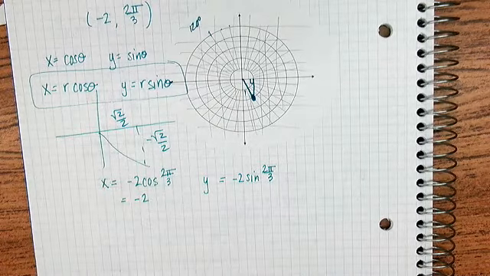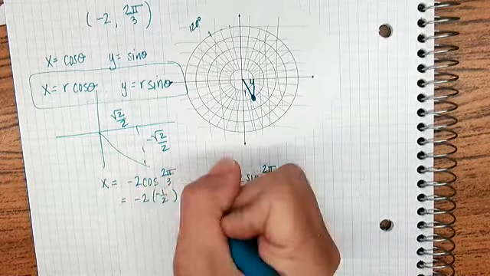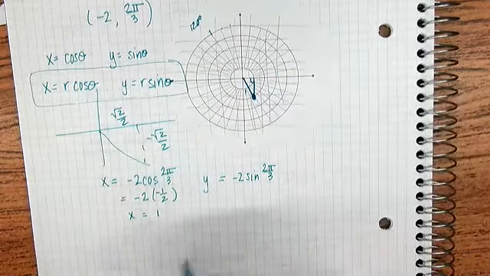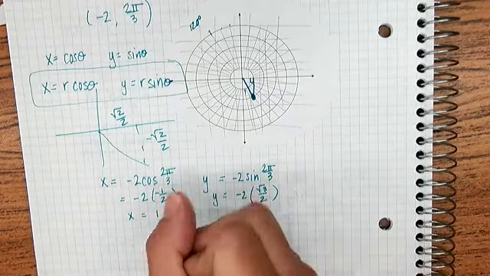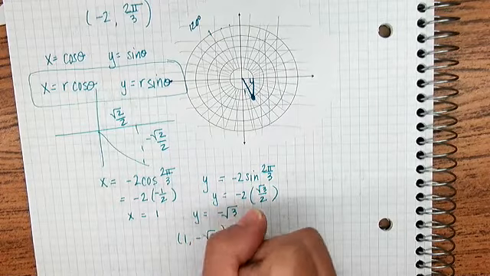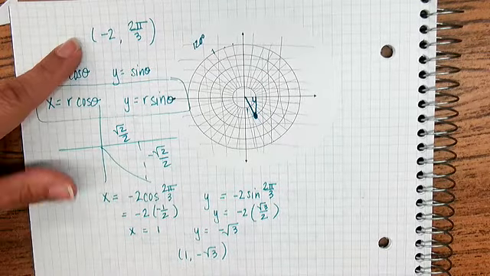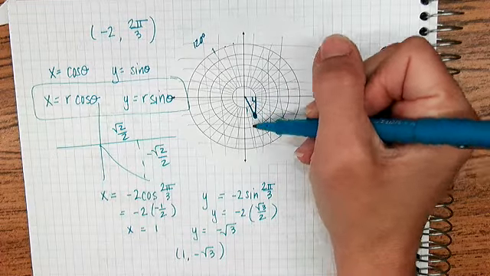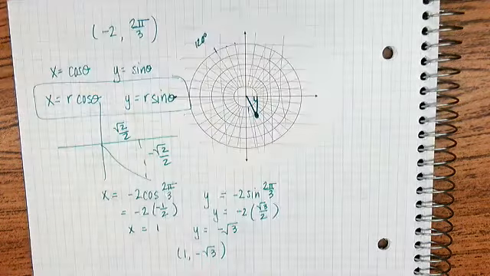So the cosine of 2 pi over 3 is -1/2. So the X coordinate is going to be 1. That's good. It better be positive at least. And the sine is positive root 3 over 2, so Y is negative root 3. So (1, negative root 3) on the rectangular system is the equivalent of -2, 2 pi over 3 in the polar system. I am sure there are several apps online that will show you the image of the two of them together. Probably be helpful.